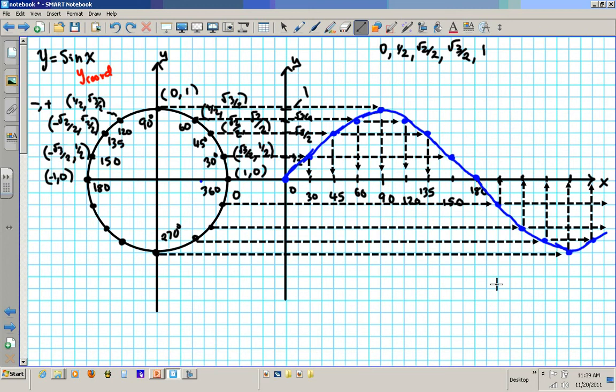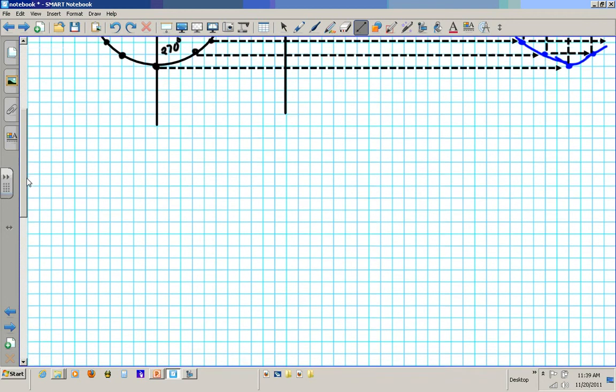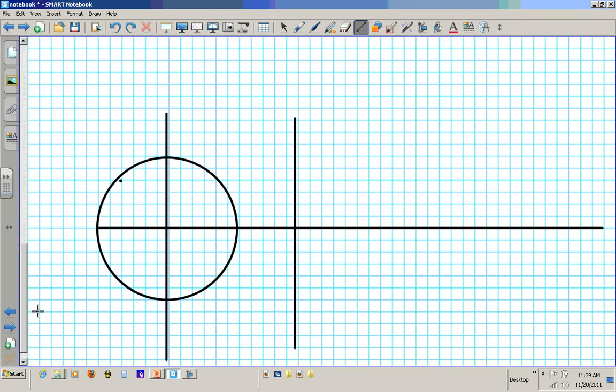Now how about the cosine business? Cosine business is very similar. The only difference is where do we start? Okay? So let's try the same thing for the cosine business. So we're going to graph y equals cosine x. Same story. Let's put the points in first. We know we have 3 points in the center for our unit circle. So we'll start with this one. That's the 0 degree one.